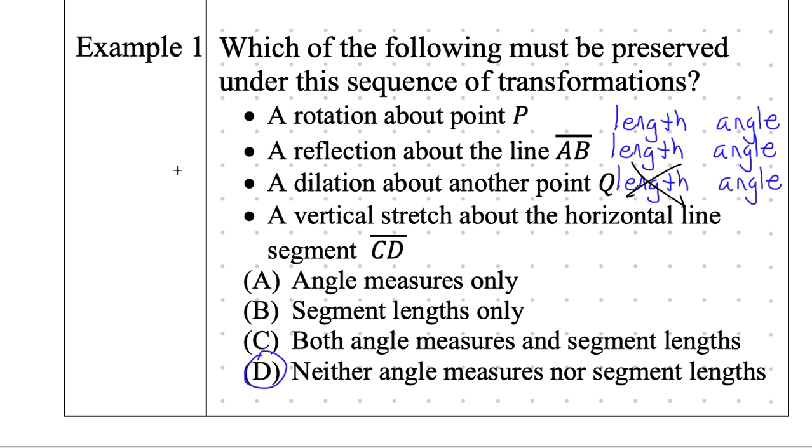And then what about vertical stretch? Vertical stretch will preserve nothing. Length was already crossed out from the last one, and now angle is crossed out as well. So maybe last one was black, this one is orange. So nothing is left over after vertical stretch. Therefore, the answer is D.